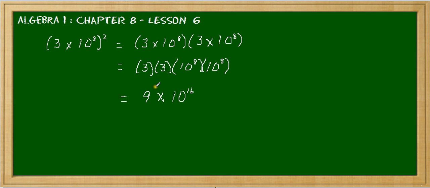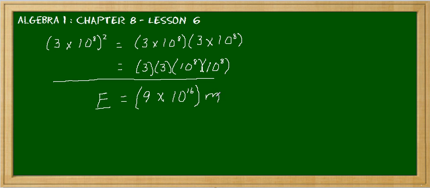So when we square 3 times 10 to the 8th power, our result is 9 times 10 to the 16th power. So if we substitute it back into the original equation, which was E equals mc squared, and let me put a line over here, denoting that this is going to be something different, now we have E equals 9 times 10 to the 16th power times mass, m.